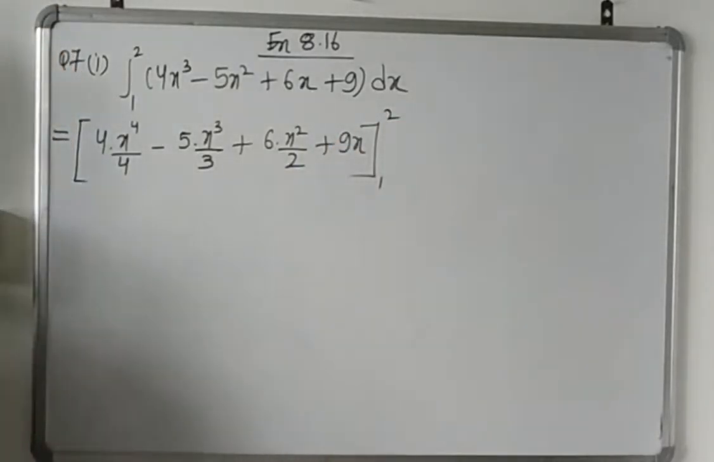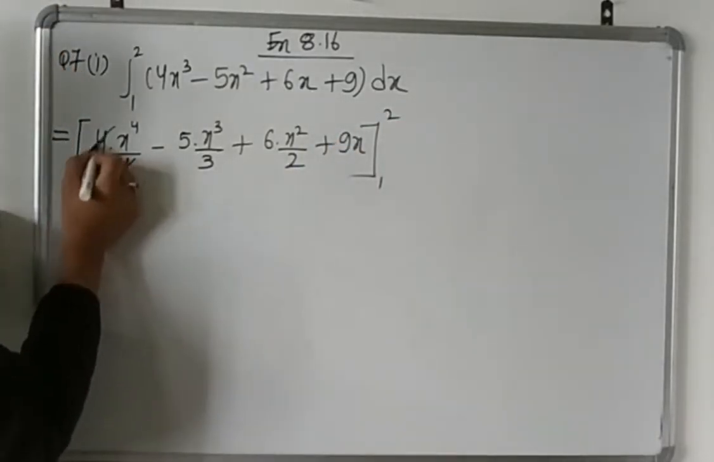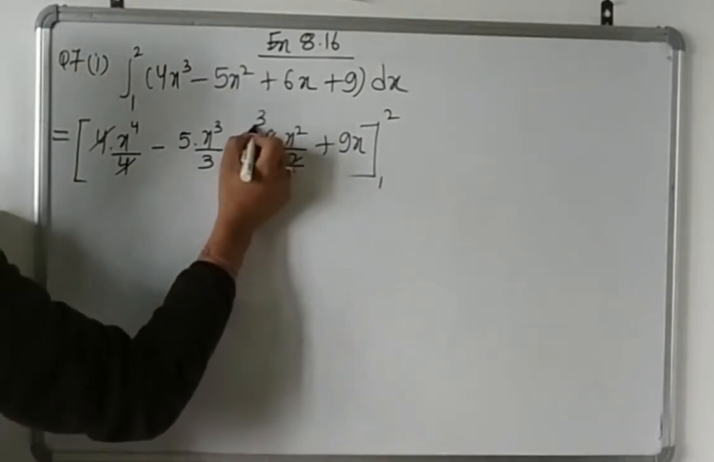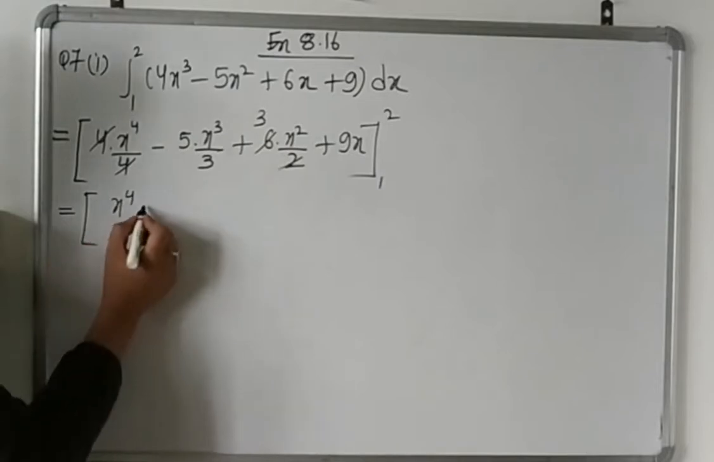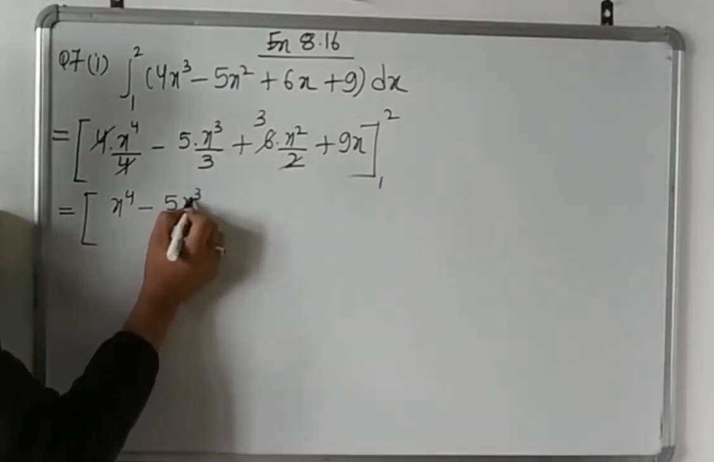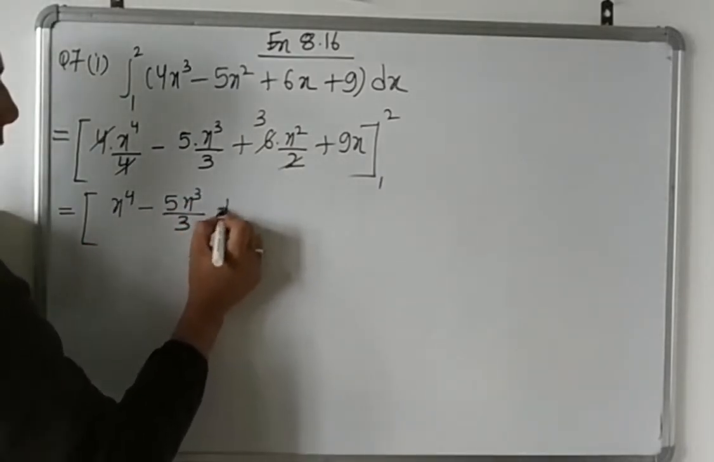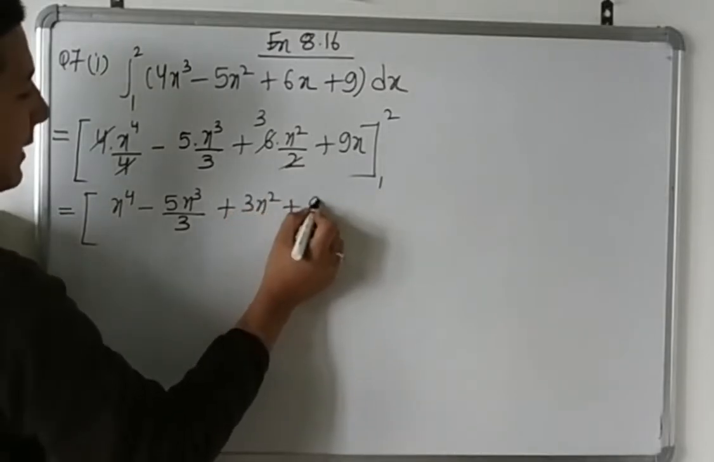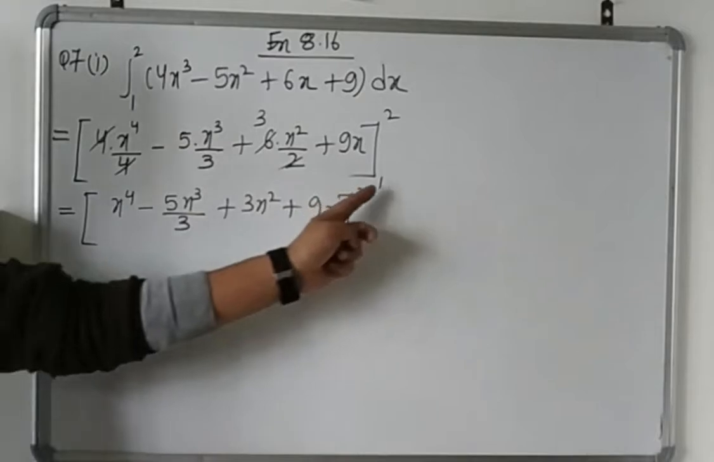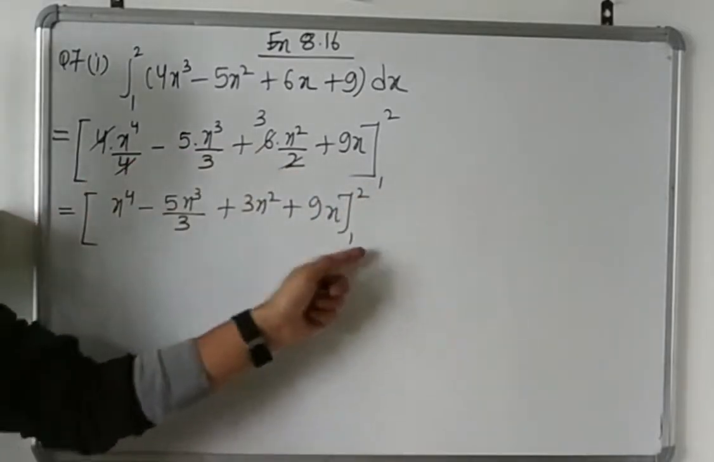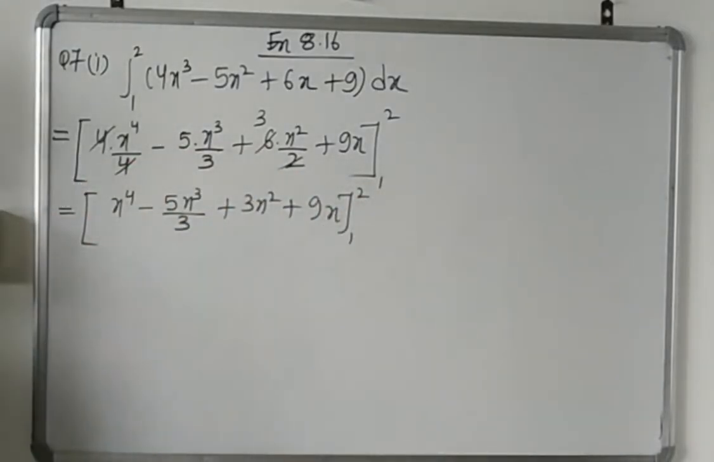Whatever is cancelled out, we can cancel it. So 4 gets cancelled out. 2 1s are 2, 2 3s are 6, and the rest keep it as it is. This is x to the power 4 minus 5x cubed by 3 plus 3x squared plus 9x. It goes from 1 to 2. Now what you do, you put 2 throughout, minus you put 1 throughout, simplify, you get the answer.